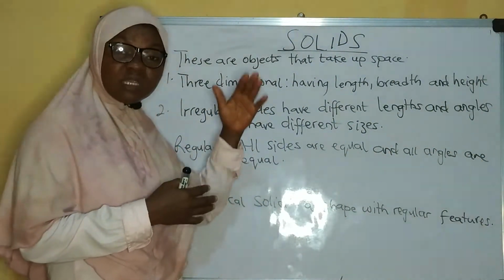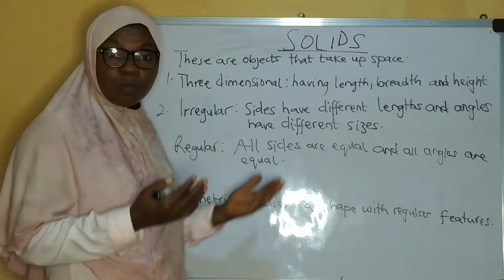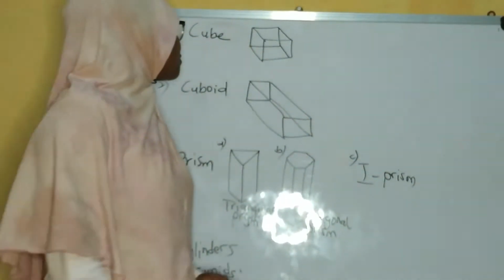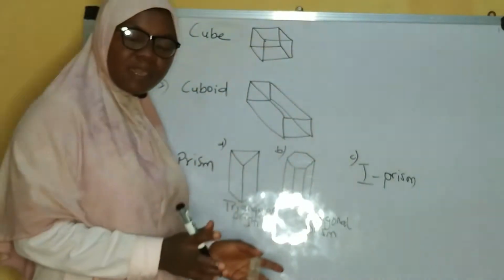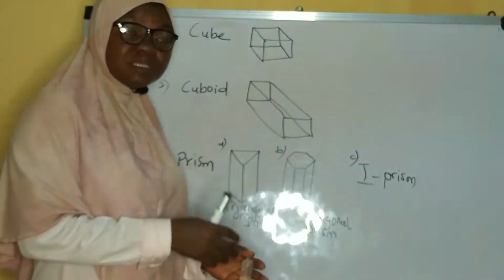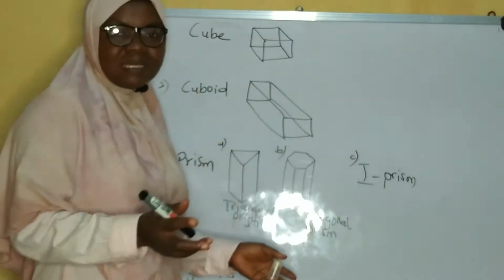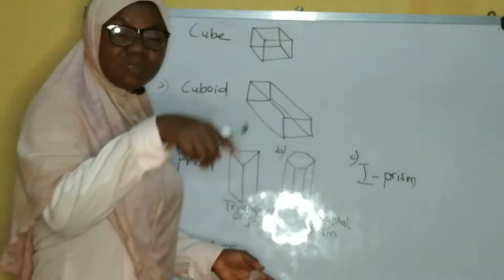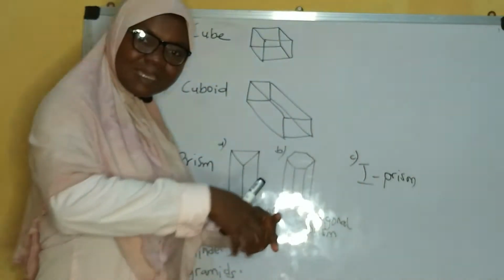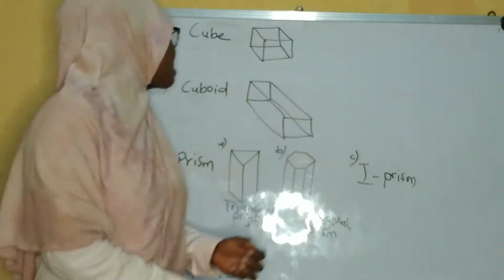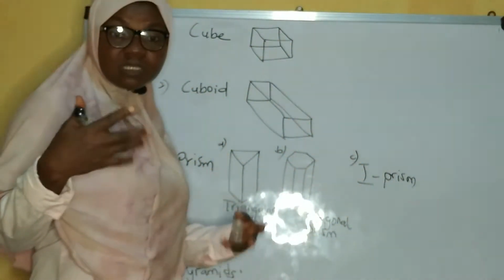Let us try to list some of the solids that we know that are so common to us. Alright, everyone, we're talking about solids. Solids are objects that can take up or occupy spaces. Now, don't mix them up with plane shapes like rectangles and circles. Those are just plane shapes that you can easily draw freehand. They are not something solid that can actually occupy a particular space.